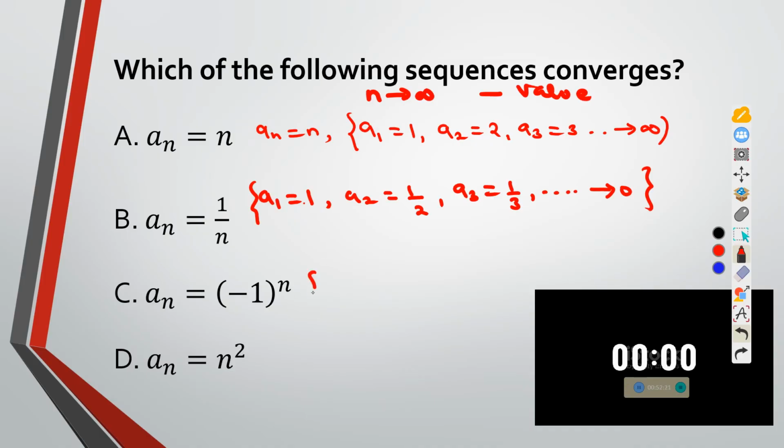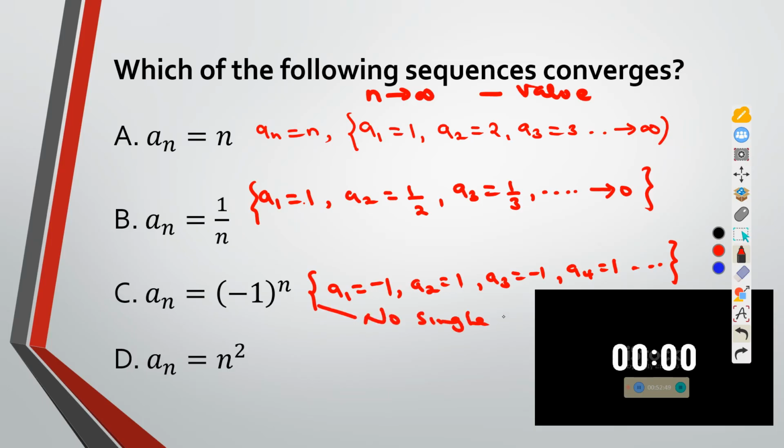Okay, so we look at this one here. a1 is when n is equal to 1. This will be negative 1 to the power 1, negative 1. a2, positive 1. a3, negative 1. a4, positive 1. So this keeps on oscillating. So no single limit here. This does not come to a single limit.